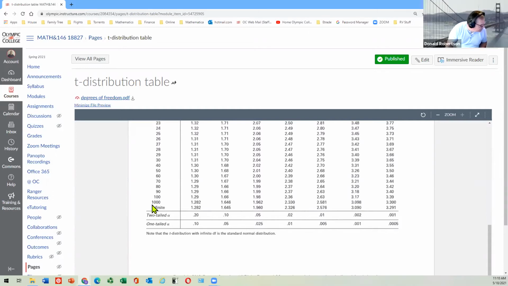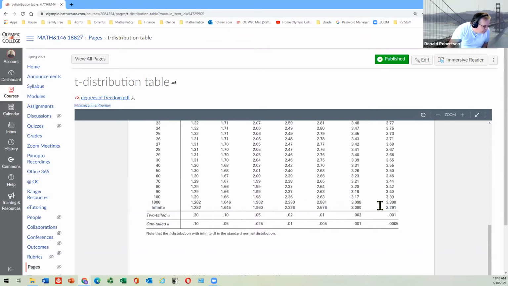I'm sorry, what did you say infinite was referring to? Infinite is, if you're looking at the screen, this bottom row. Infinite is if you had an infinite sample size. For a t-distribution, anything that's really big is pretty much infinite. You can pretend it's infinite. What that does is that this table actually contains the magic z-scores.